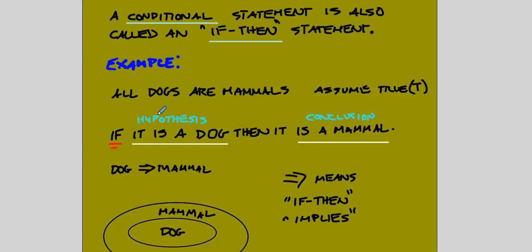Okay, if it is a dog, so I'm writing it as an if-then statement. If it is a dog, then it is a mammal. So there's your if-then. We can also use this symbol here, which I like to use because it shortens it down, and it means if-then. It also means implies. So dog implies a mammal. Okay, that's another use of the sign. Again, I like it because it shortens stuff down.